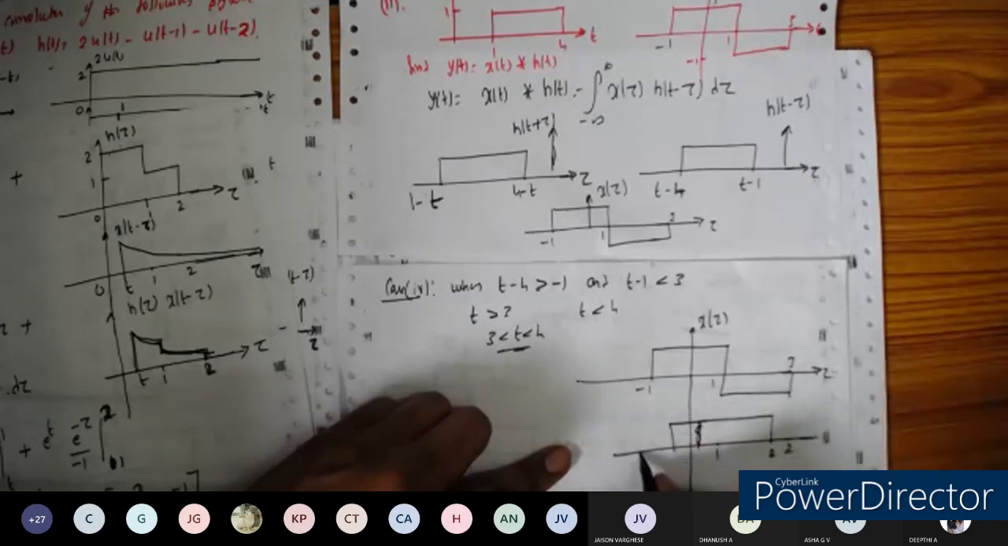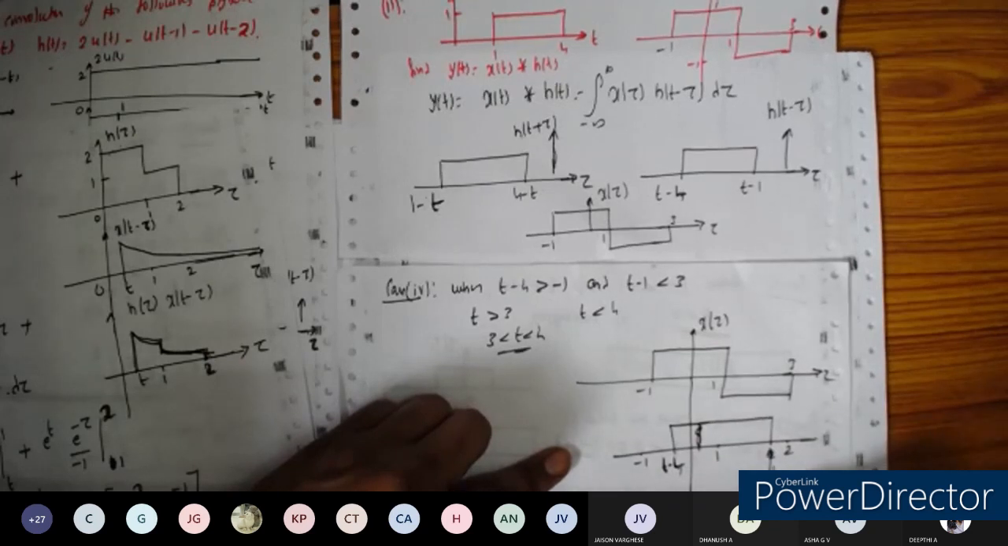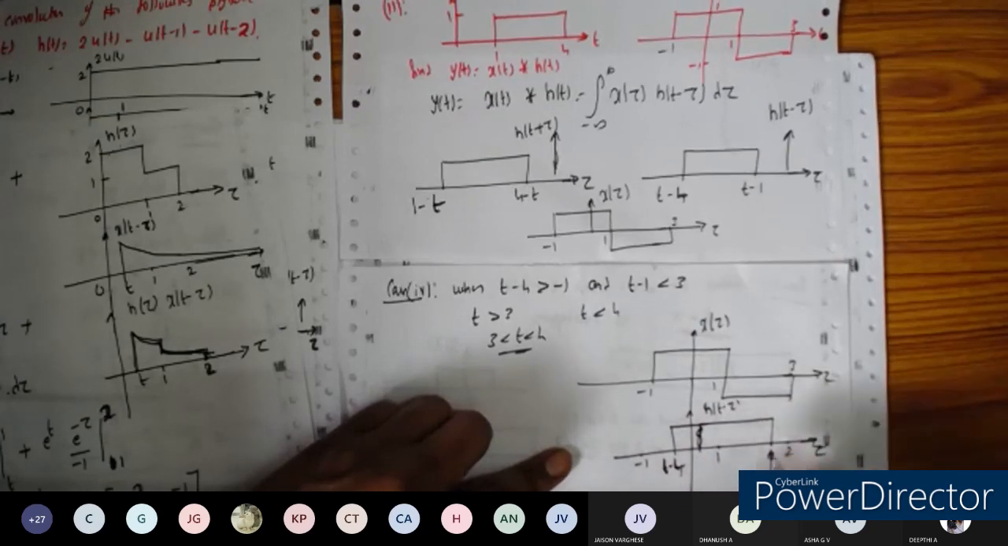So this is somewhere minus 1. So this is t minus 4. Next, this value is t minus 1. So this is h of t minus tau into tau.